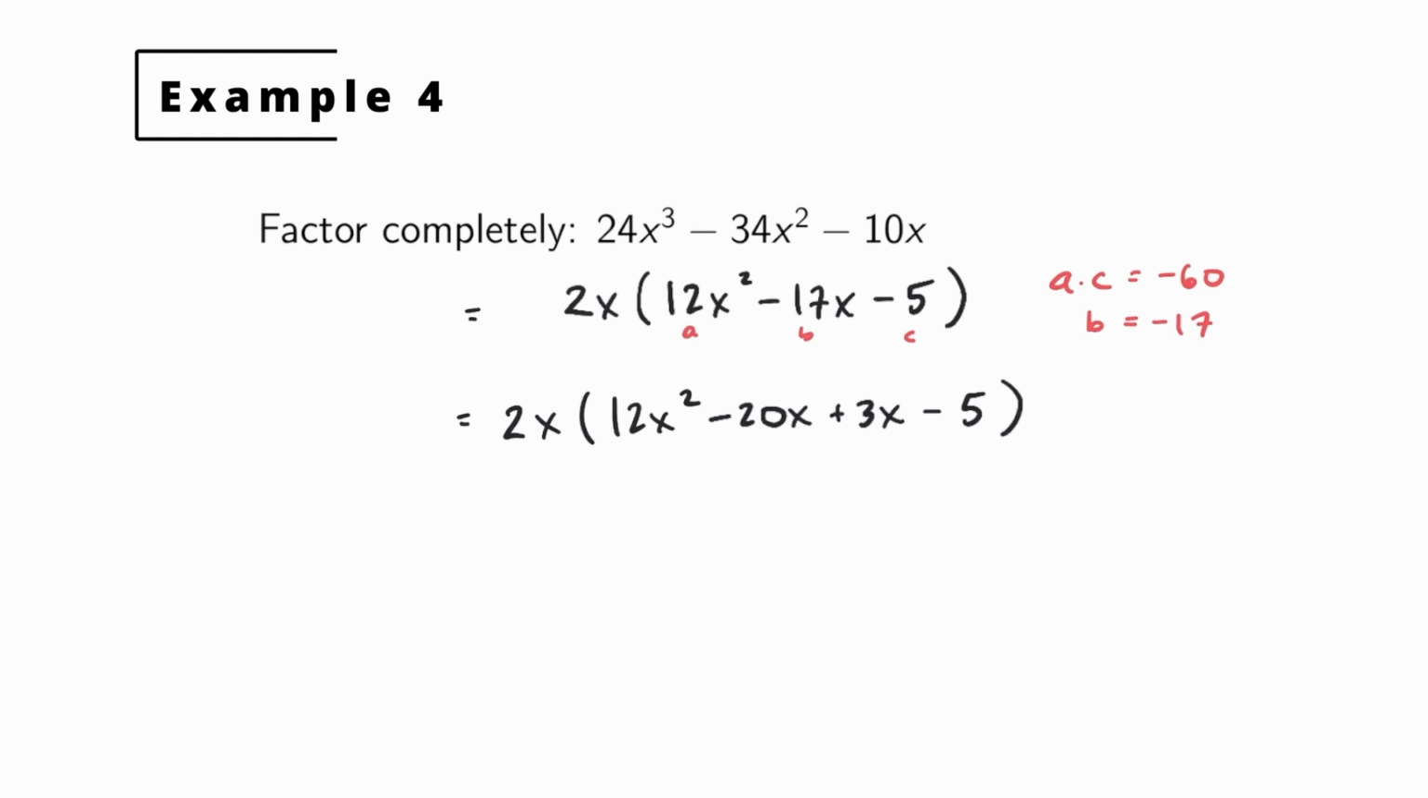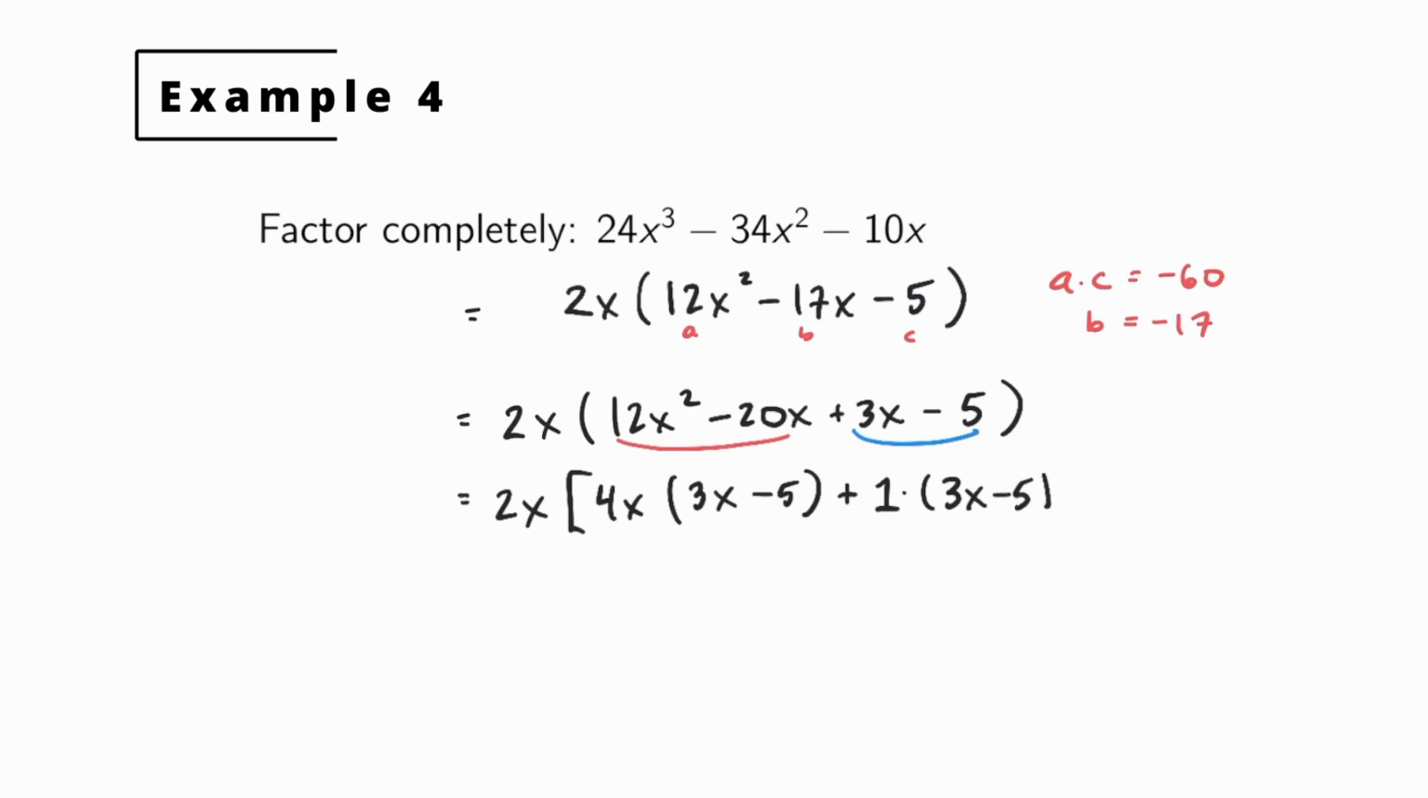So we have 4 terms, we pair them off, and from each pair we will factor out the greatest common factor. So we have left over here 2x. From the first pair, we can factor out a 4x. So if we do that, we'll have left over 3x minus 5. From the second pair, the GCF is 1. I'm going to factor out the 1 just to be explicit here. So we'll have 1 times 3x minus 5.